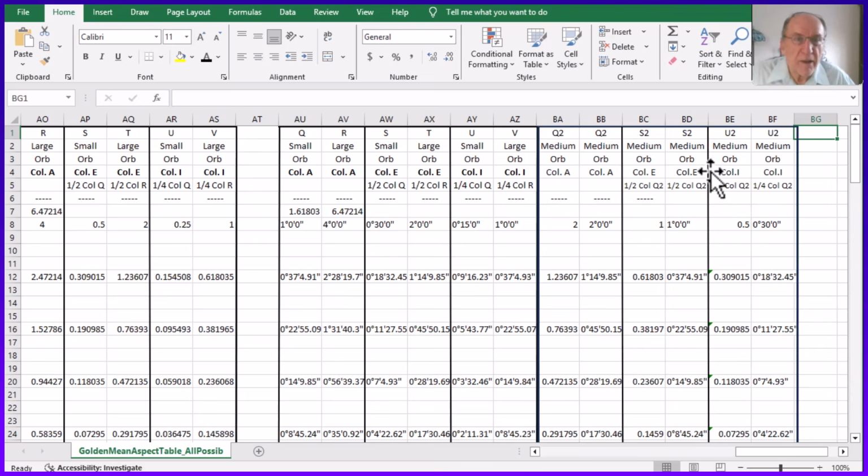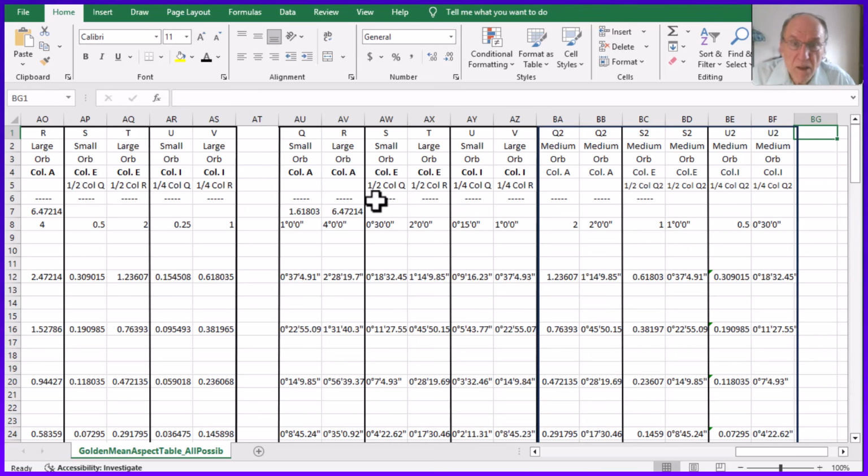The orbs that I like are the medium ones. I created a large, and then I created a small. The large is large because there are a lot of golden mean aspects, and I just want to see what the most important ones are. I get kind of overwhelmed by all these lines. Maybe they're all important, but for a start, I wanted to see the big stuff. And I made the small orbs, and the small orbs seemed to miss something, so I came up with medium orbs. And here's how the orbs work.